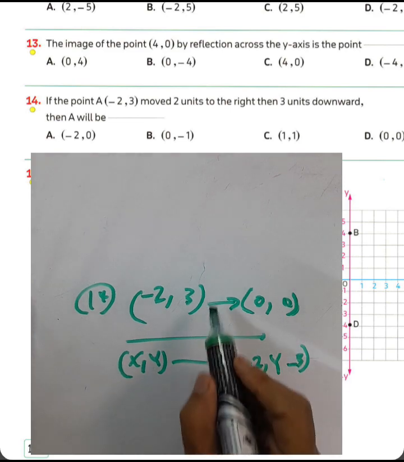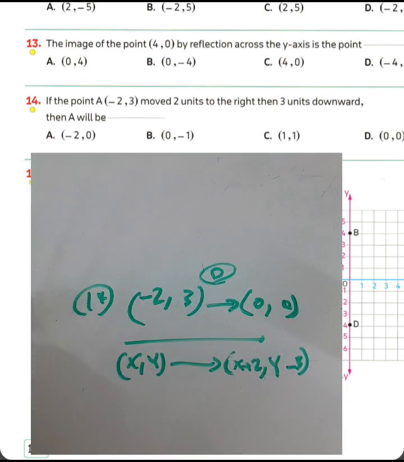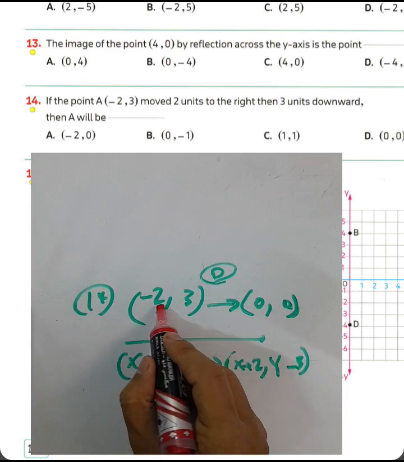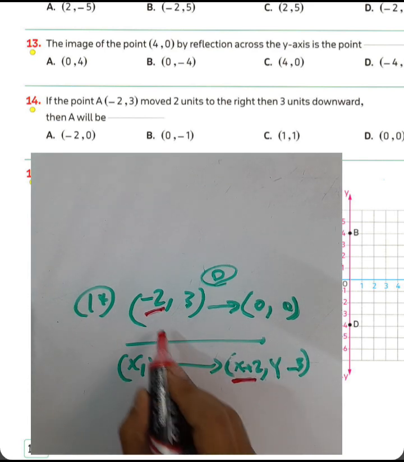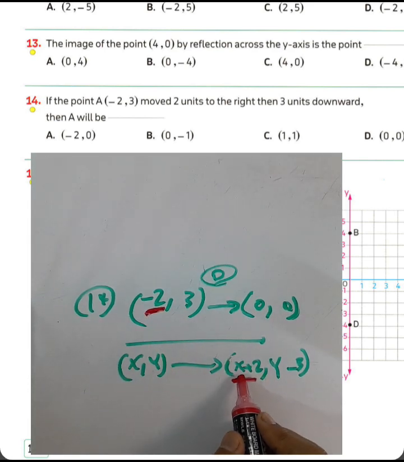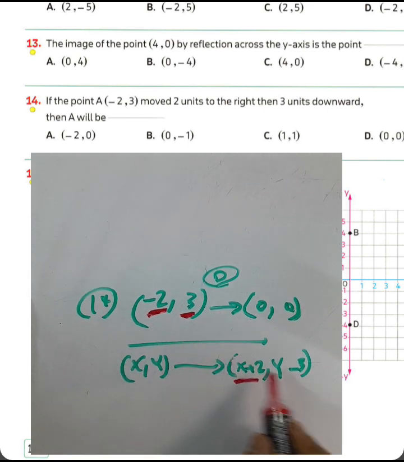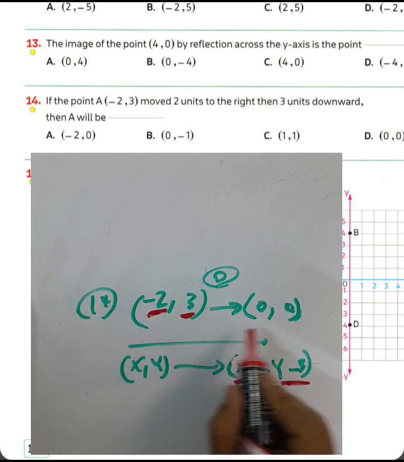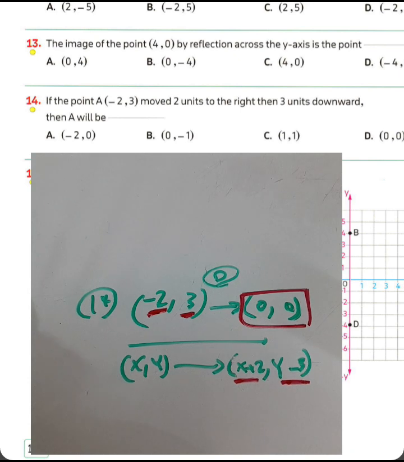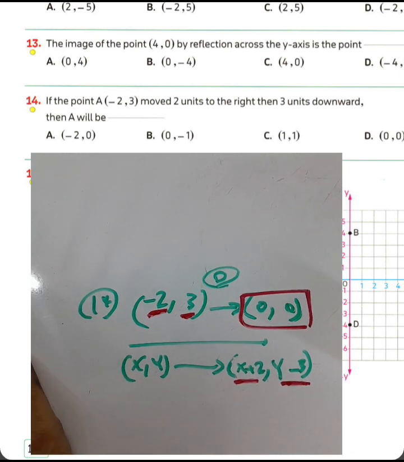Choose letter D. Understood? He tells us we must add 2, moving to the right means add 2, and downward 3 units means subtract 3 from y. Then the point will be (0, 0). Choose letter D about question 14.